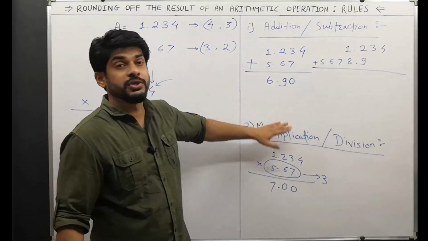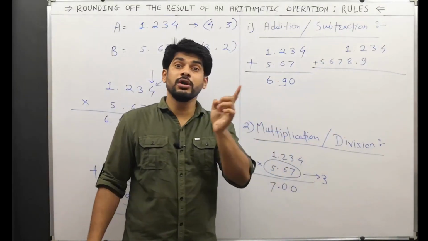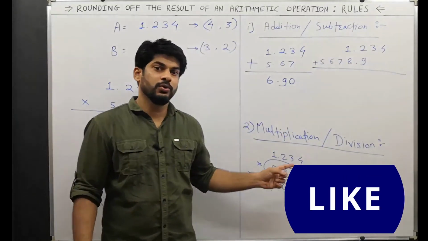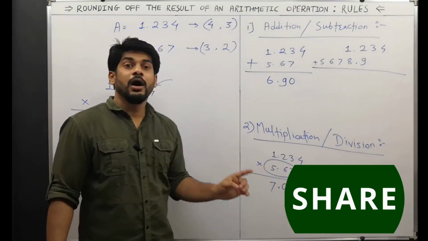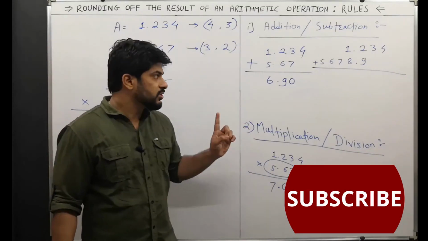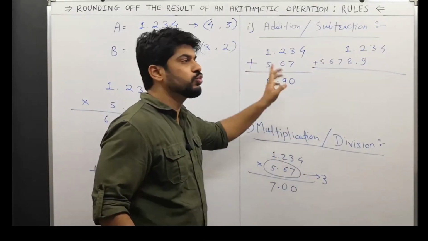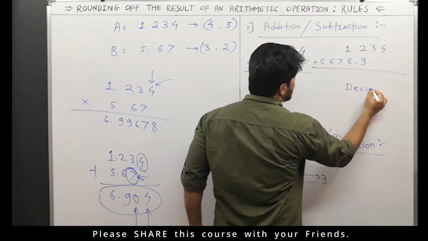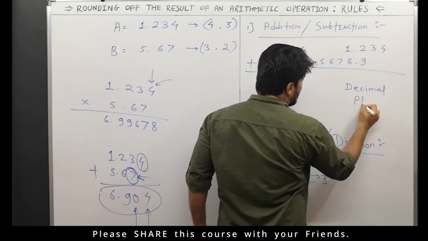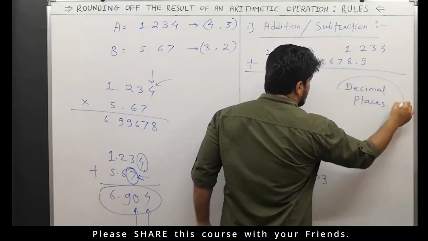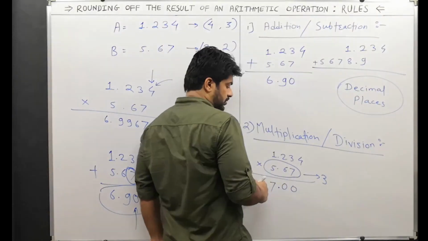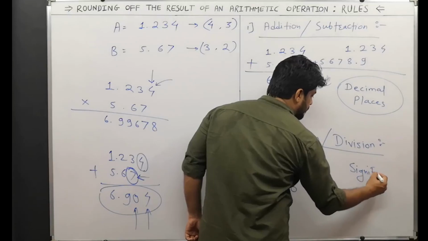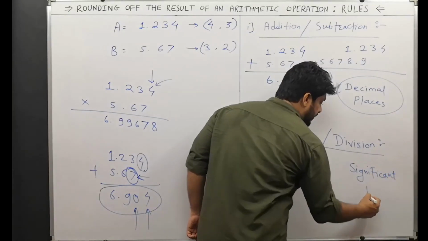This is the case of multiplication or division. Same rules apply for division also. So I hope this is clear how we have done this. Just understand the difference between the 2 rules. Over here we consider the decimal places, just remember this, and over here we consider what? We consider the significant figures.